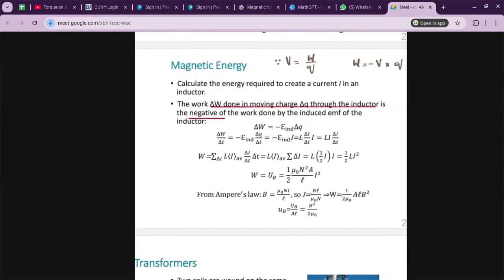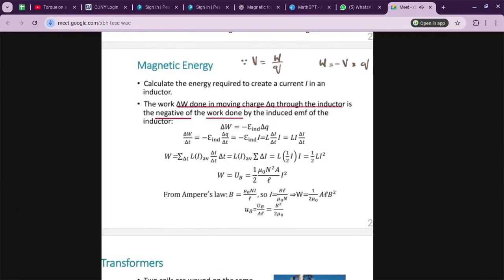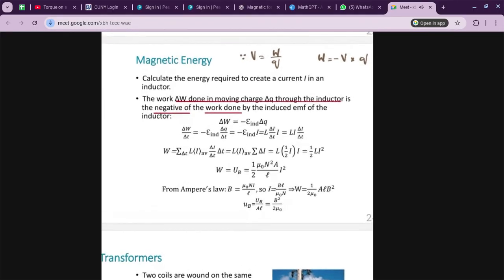Work done with the negative sign. Why? Because the direction of the conduction current is different from the induced current. Conduction current is that current which flows from the battery to the conductor. An induced current is the one which is induced, or you can say temporarily produced in the conductor by changing the magnetic field.